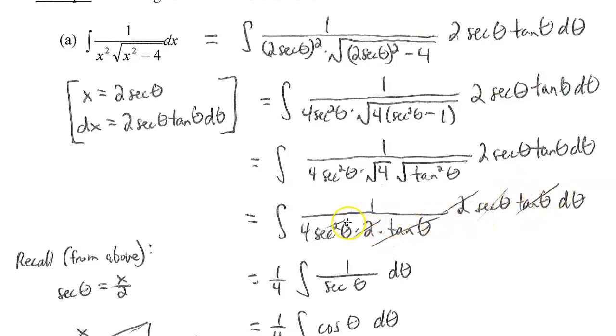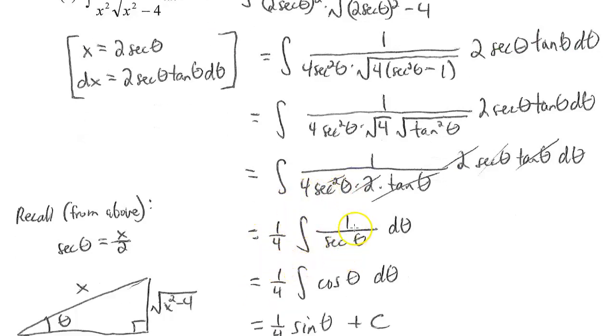And this secant will divide out with one of these secants, right? This is a secant squared. So what we're left with in the denominator is a 4 and a secant theta. So let's bring the 4 out front. So it comes out as a 1/4. And we have the integral of 1 over secant theta d theta.